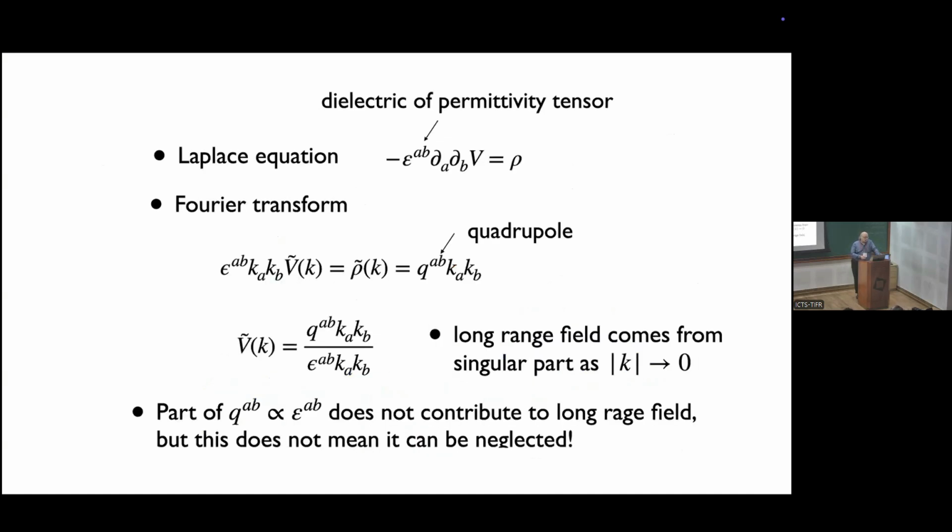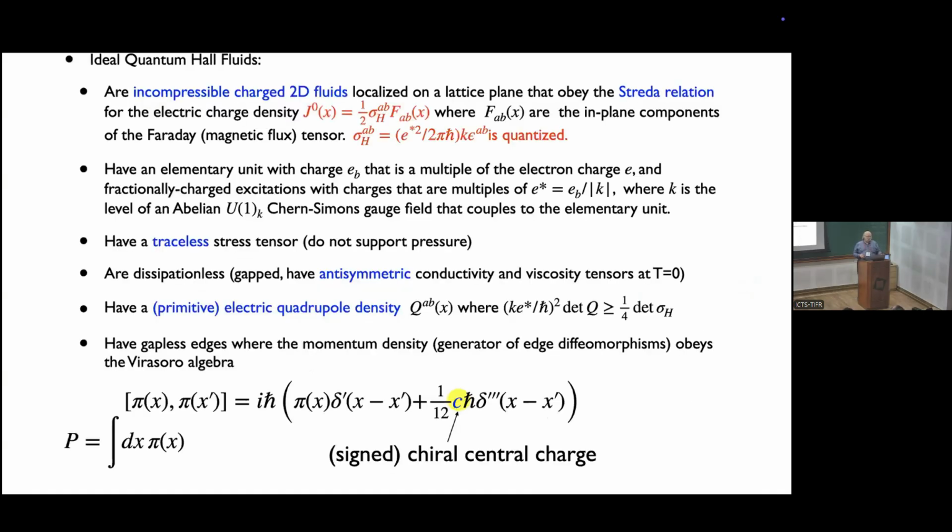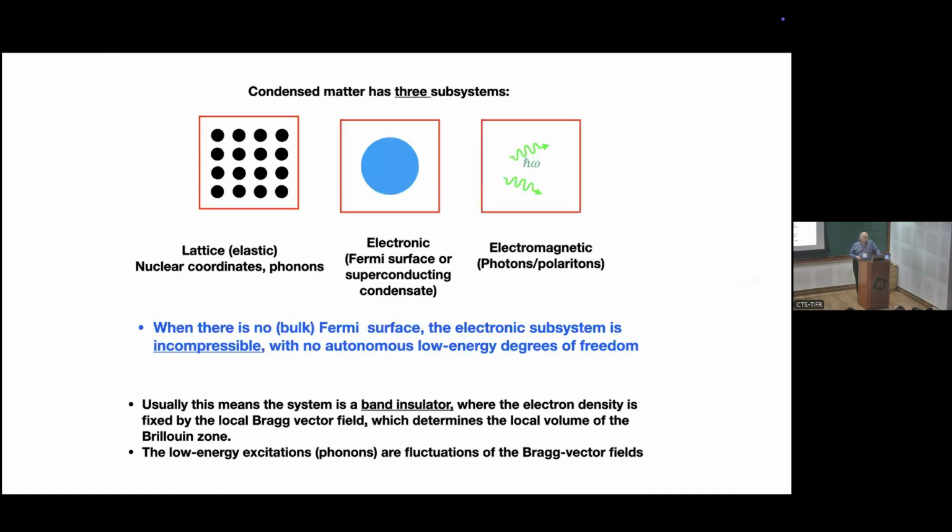And so this is why the so-called traceless quadrupole is really just a part of the quadrupole which is not congruent with the dielectric tensor, because any part of the quadrupole that matches a dielectric tensor or the permittivity tensor doesn't produce a long-range field. So if you're interested in a long-range field, you can throw that part away. If you're interested in energetics, you cannot.